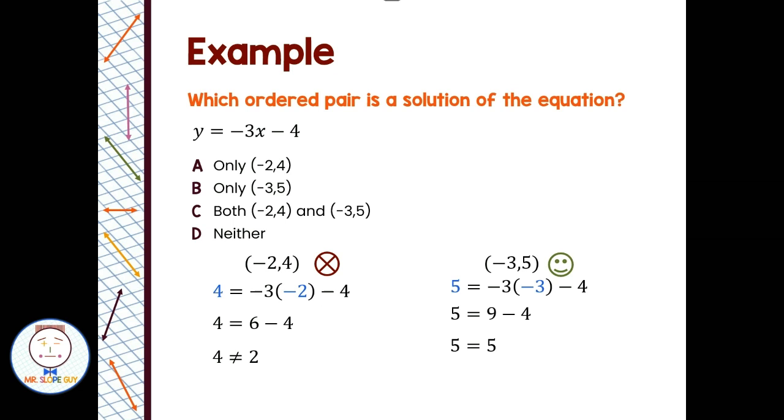So what does that mean for my answer choices A, B, C, D? Well, negative 3, 5 is the only point that worked. So we'll circle B.